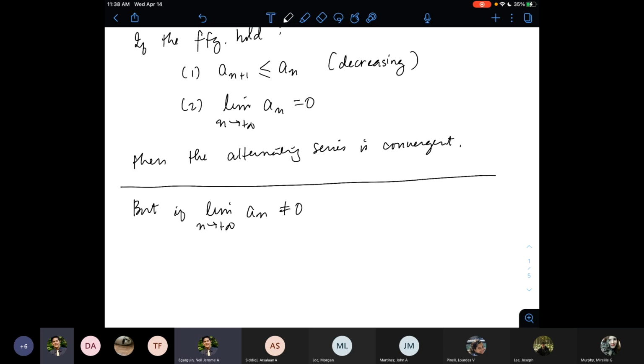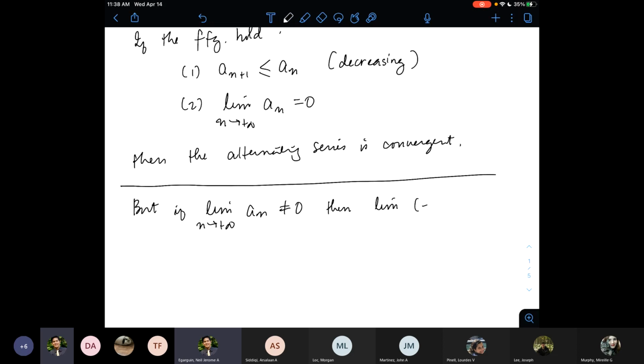So if the limit of a sub n as n approaches infinity is not equal to 0, then consider the limit of (-1) to the power n times a sub n as n approaches infinity, right? If a sub n doesn't go to 0, and you throw in the alternating sign there, that means this limit won't exist, right? So then this limit won't exist. So the given alternating series will diverge by AST. Oh, sorry, will diverge by BDT.